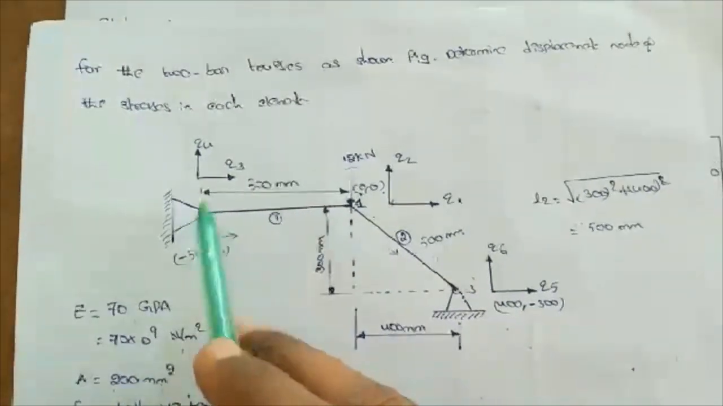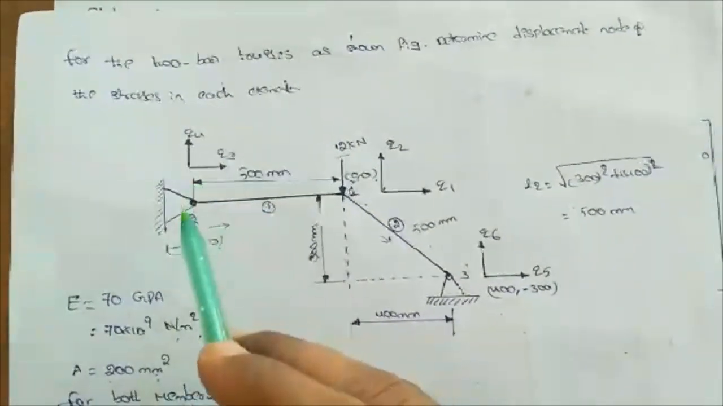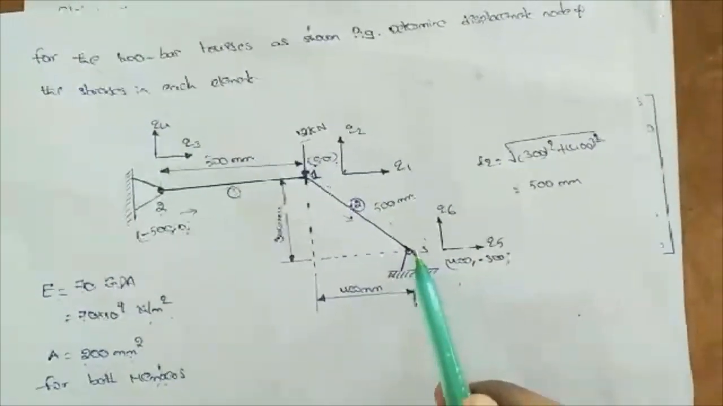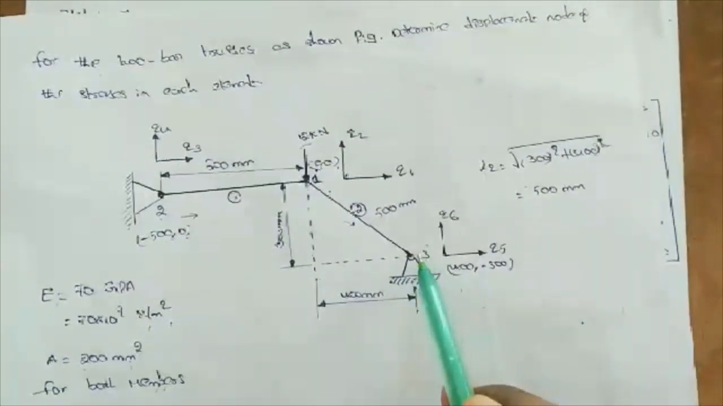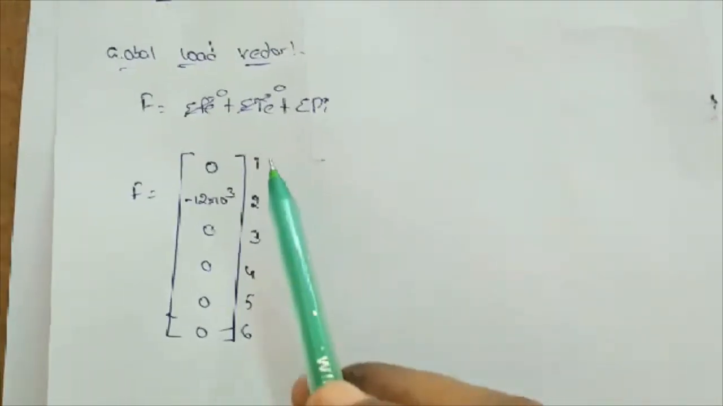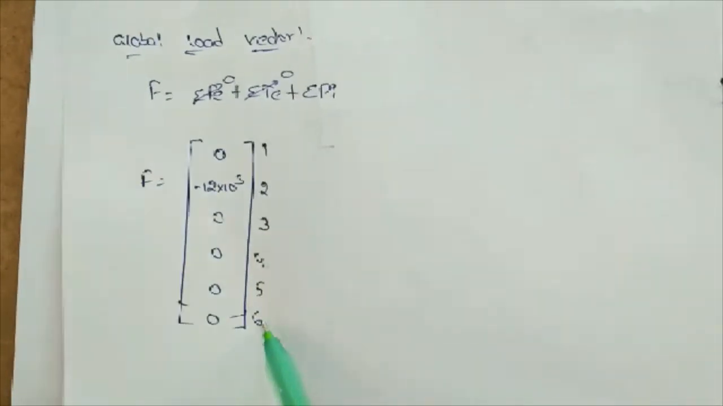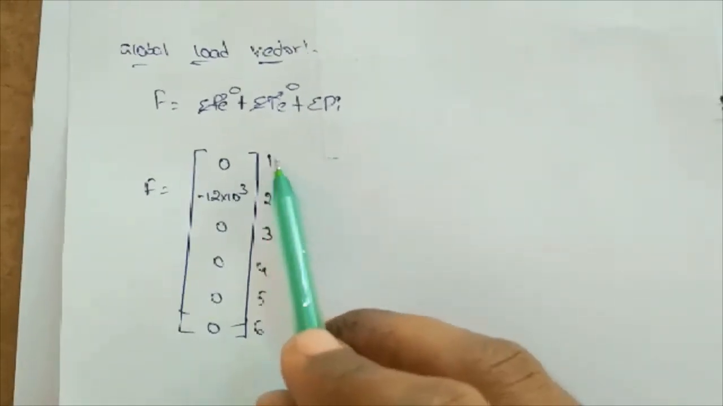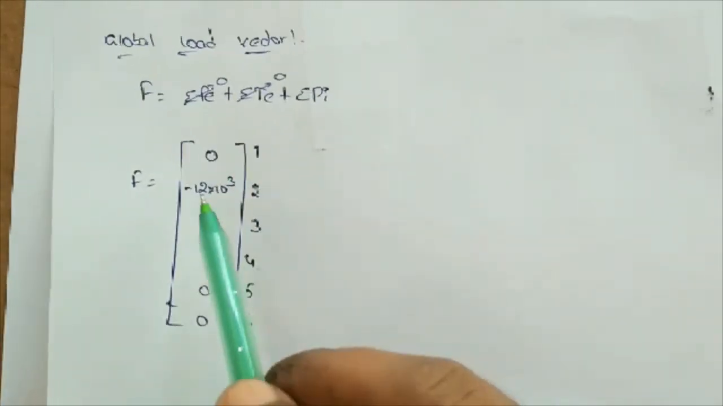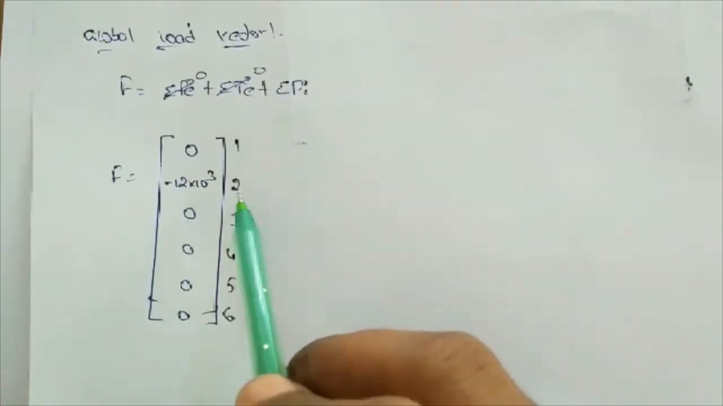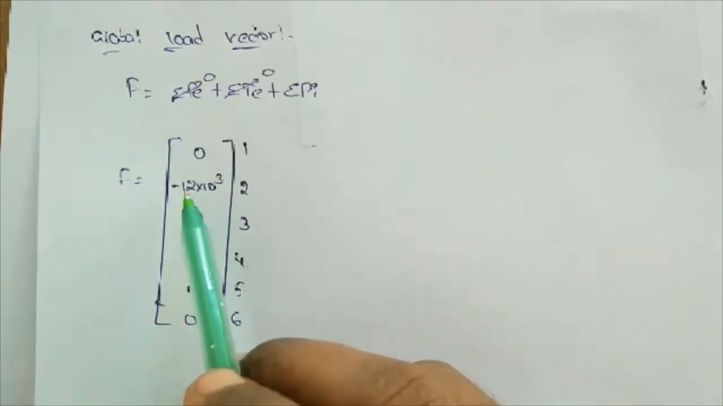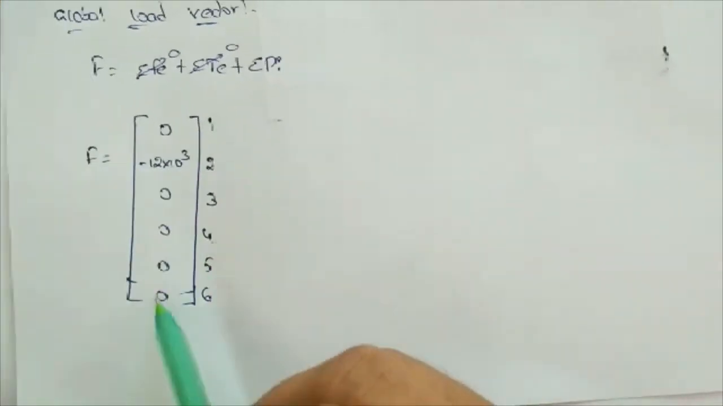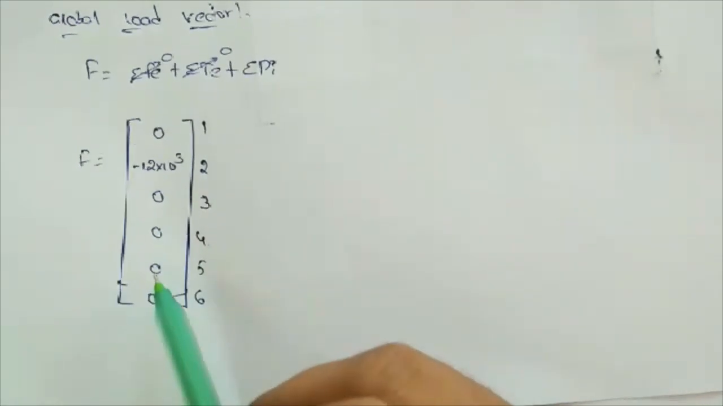Then at node 2 there are no loads, so q3 and q4 are 0. Similarly node 3 also has no load, so you keep 0 and 0 here. For q1 q2 q3 q4 q5 q6, at node 1 there is no load along the q1 direction, so you keep 0. At node 1 along the q2 direction there is a load of 12 kilonewton in the downward direction, so you have to keep a negative sign. For the remaining nodes there is no load, so you keep all as 0.